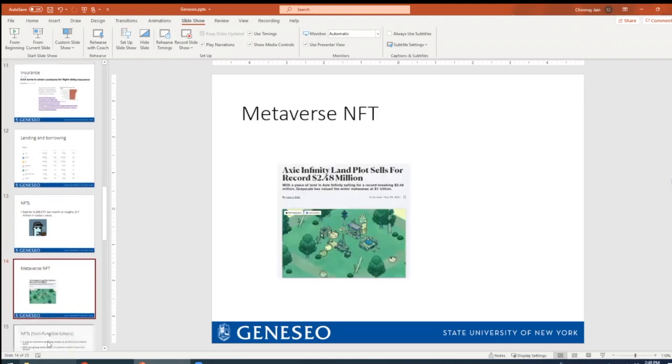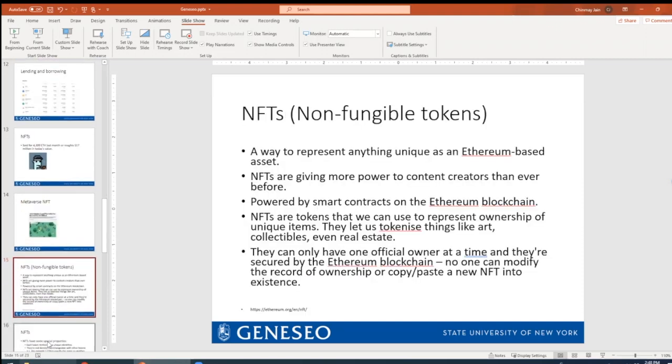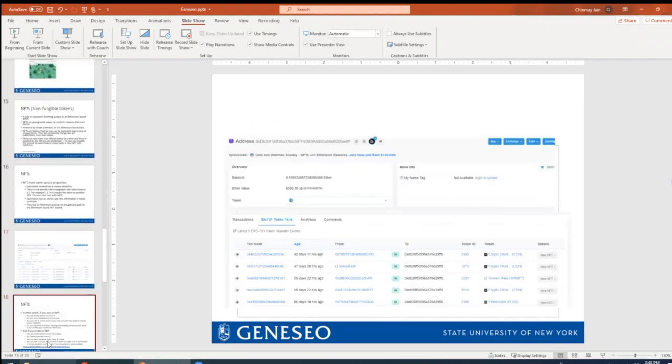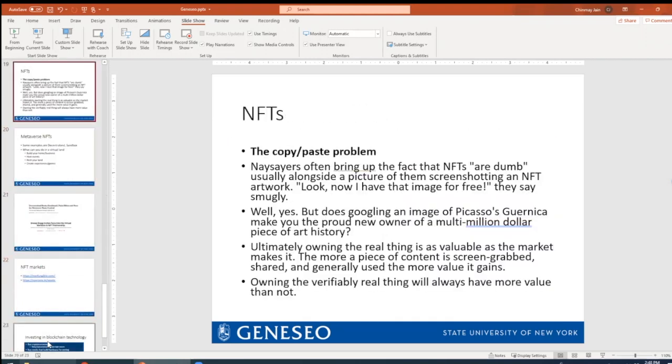But there are a lot more purposes. There are metaverse NFTs. So there are metaverses where you can buy a piece of land and you can build an office there. You can put an advertisement there. You can create a game on that metaverse and you can charge people money for playing a game there. And lastly, I want to give one more example.